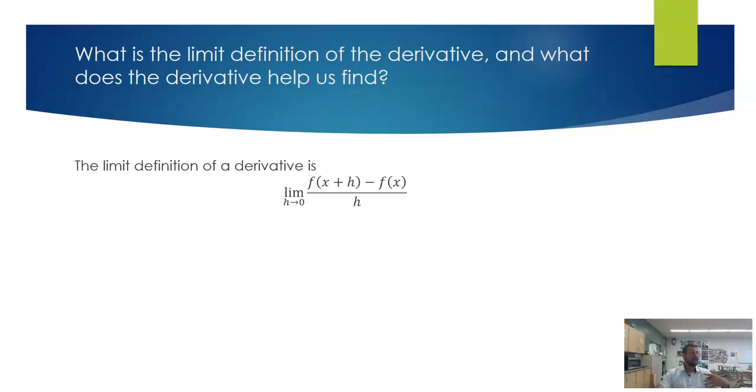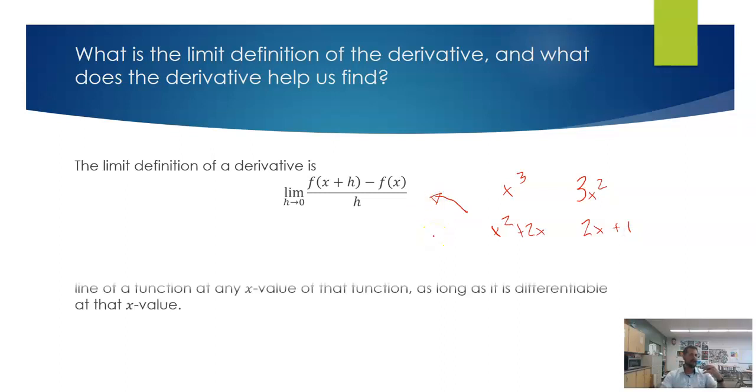And it works every single time. And it's miraculous that it works every single time. We discovered that if we had something like x to the third, the derivative of that would be 3x squared. Or we did maybe x squared plus 2x, and we found that the derivative of that was 2x plus 1, using this limit definition of f of x plus h minus f of x all over h.